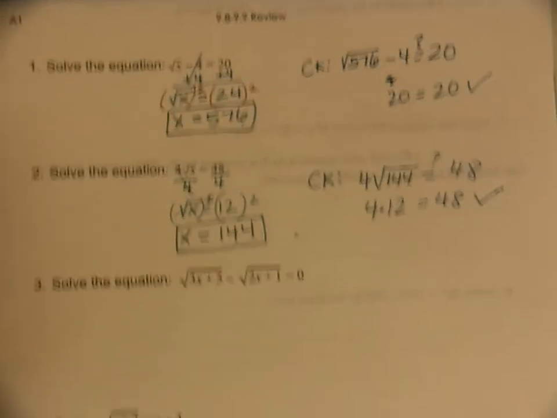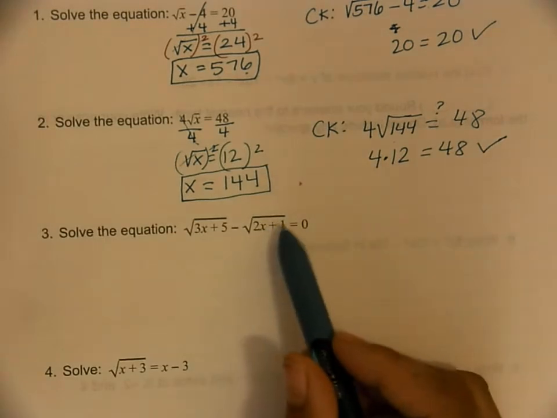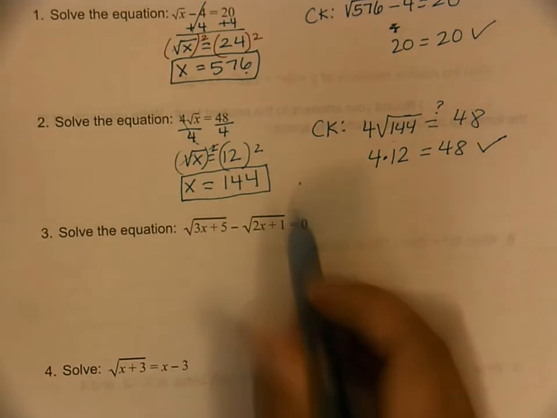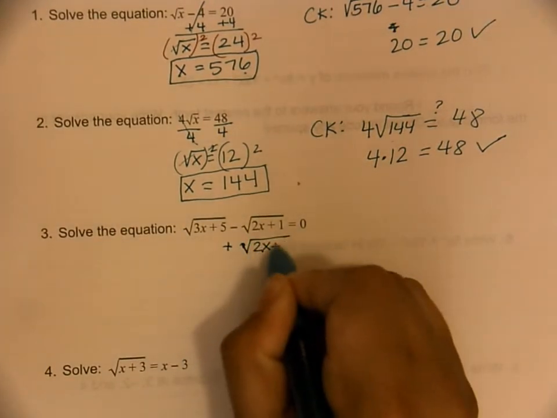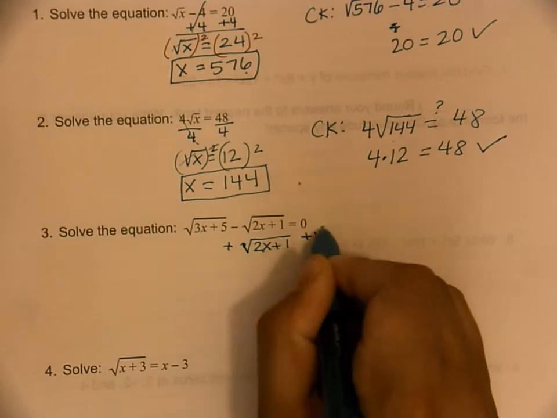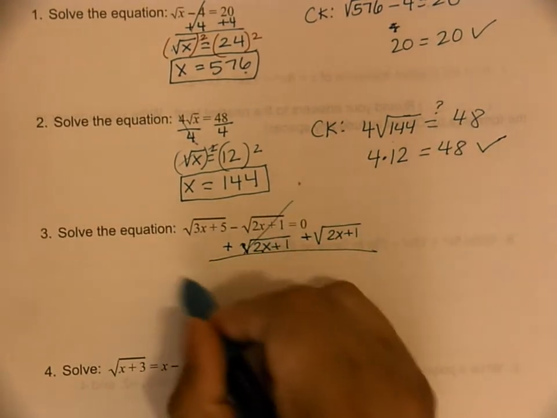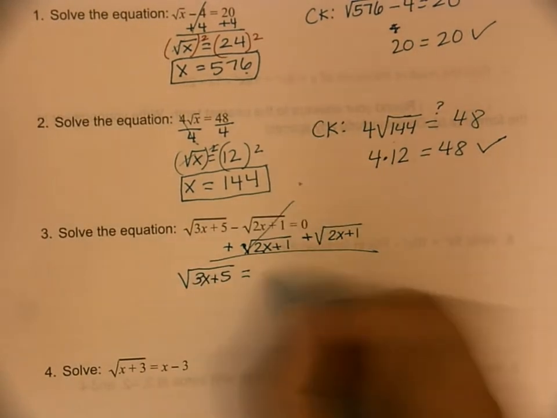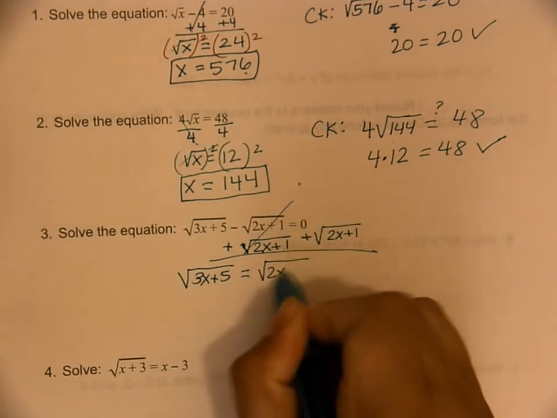The next one looks a little different, where now we have radicals, two of them, not just one pair of radicals, and they're both on the same side. We need to move it so that it's onto the other side. So go ahead and start by adding square root of 2x plus 1 to both sides like that. And we get square root of 3x plus 5 is equal to, and 0 does nothing there, so it's just square root of 2x plus 1.